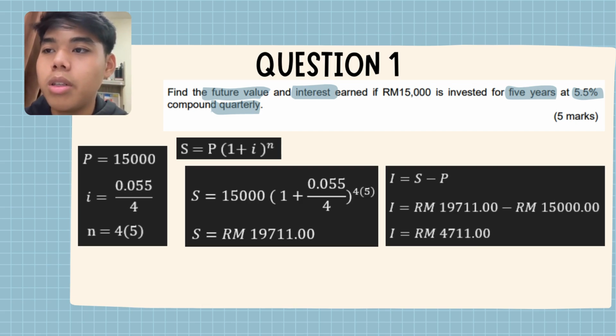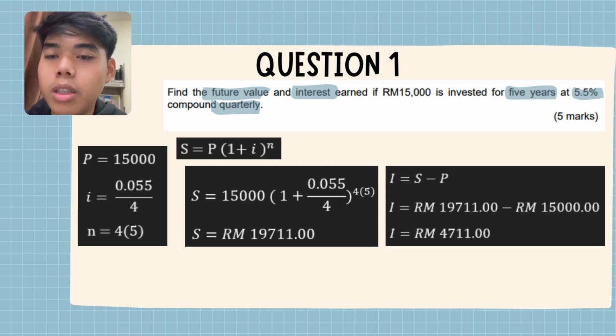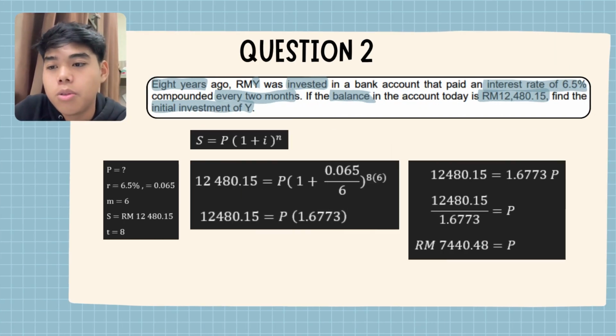Step 3, we need to find the interest earned, and the formula is I equal S minus P. 19,711 minus RM 15,000 ringgit, we get the interest earned is RM 4,711. Next, let me explain how to solve question 2.